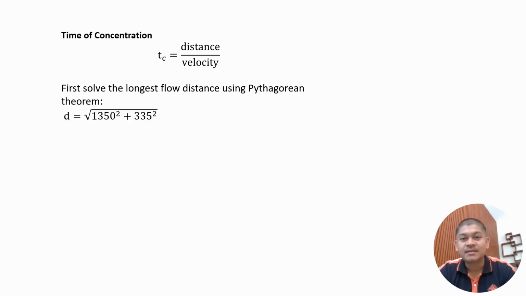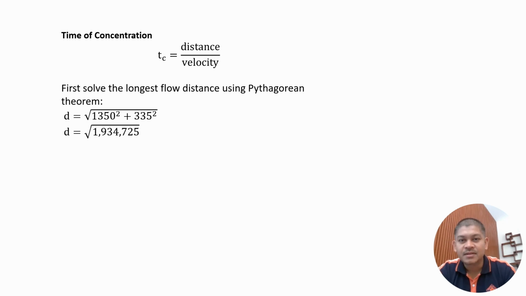To find the longest distance, we use the Pythagorean theorem. Remember this formula? Ano nga yan, Gids? Tama ba yun? In a right triangle, the square of the hypotenuse is equal to the sum of the squares of the other two sides. Tama? Okay, sige. Let's move on.